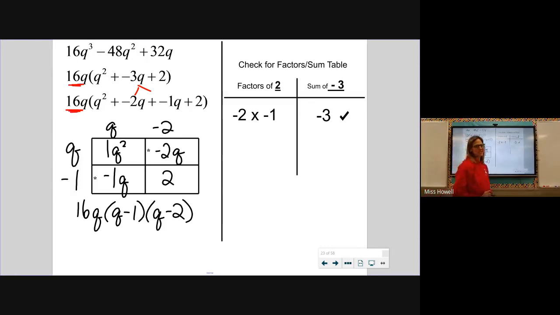Be careful way up here with this GCF factor. Make sure you have both a 16 and a q pulled out because they all have, right? This has a q, this has a q, this has a q. It's part of what they have in common, so be careful.